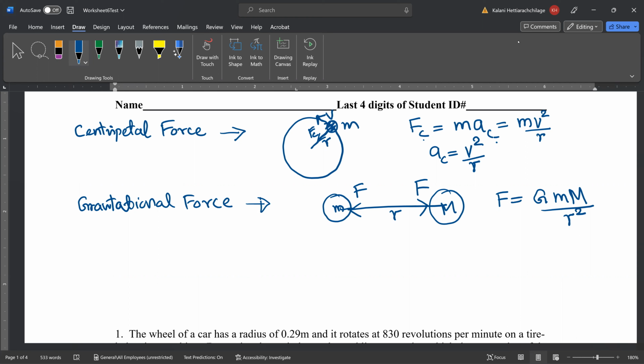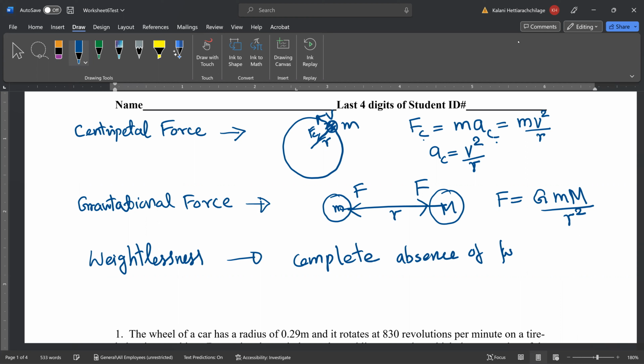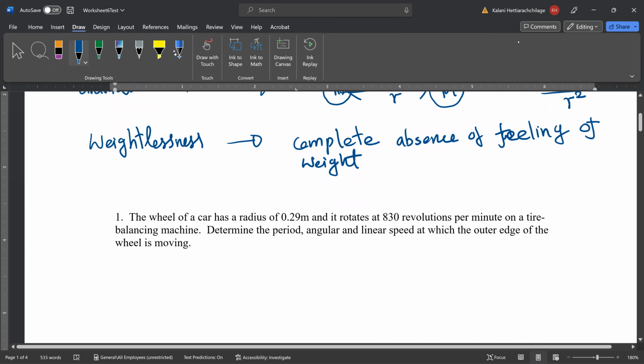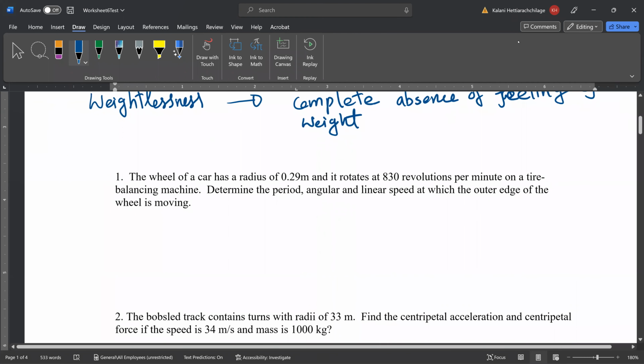In addition to that, we also discussed weightlessness. What that means is basically a complete absence, a complete absence of the feeling of weight. We call it weightlessness. That basically means free fall motion. We can call it weightlessness because there is no normal force acting on that object. Okay, so I think these are the main concepts that we discussed in this chapter, but we're going to work on these problems and apply the principles that you learned in the lecture part.